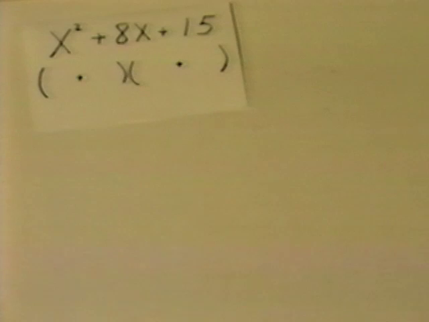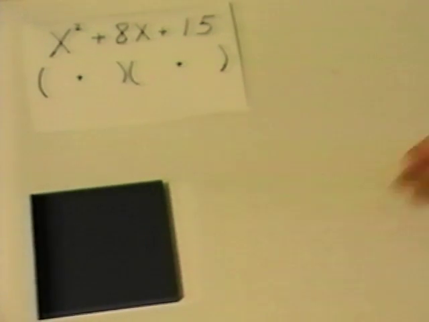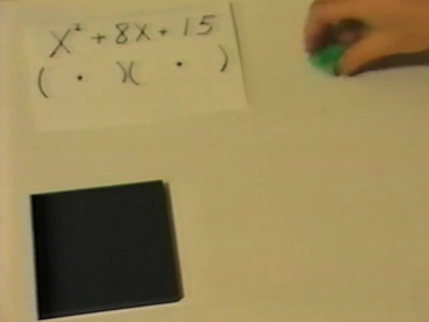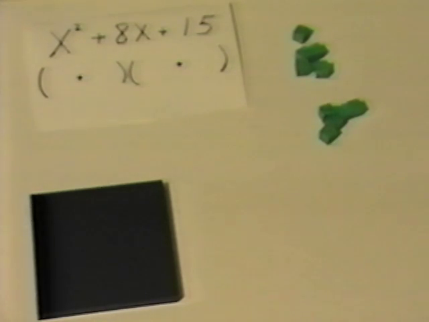Let's factor this amount, x squared plus 8x plus 15. We will get out our amount. First of all, we will get out x squared. And then we will get out what? Our units. 1, 2, 3, 4, 5, 6, 7, 8, 9, 10, 11, 12, 13, 14, 15. We will place how many x's on the side? Always 1.